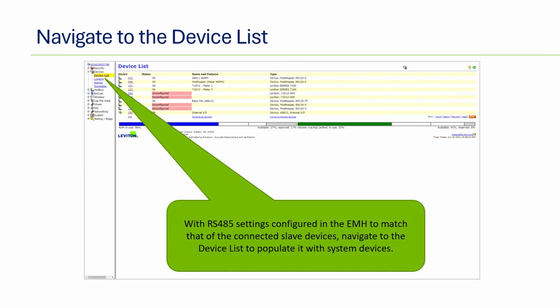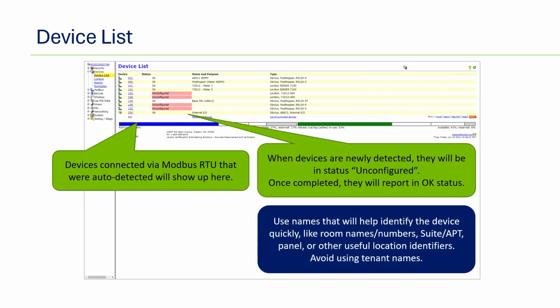With RS-485 settings configured in the EMH to match that of the connected slave devices, navigate to the device list to populate it with all the connected devices. You can also use the manual add link instead of waiting for the auto-detect process to work. It can sometimes take several minutes to detect a device on the RS-485 daisy chain. Allow sufficient time after resolving a wiring or configuration issue at the slave device or when a new device is added. Devices can be automatically dropped by the EMH if left in the unconfigured state. It is important to make sure all devices are configured and showing status as OK.